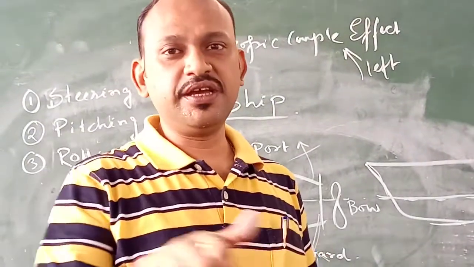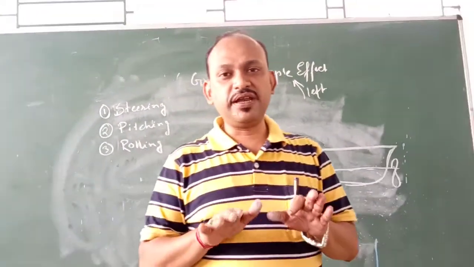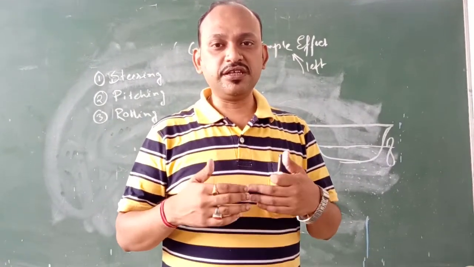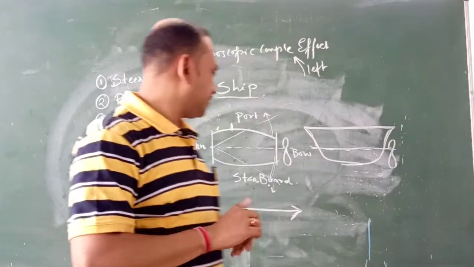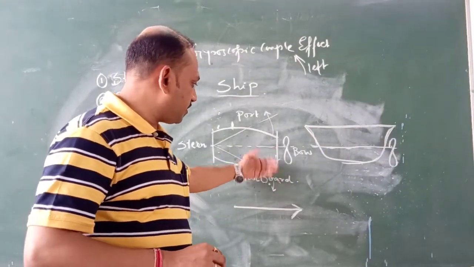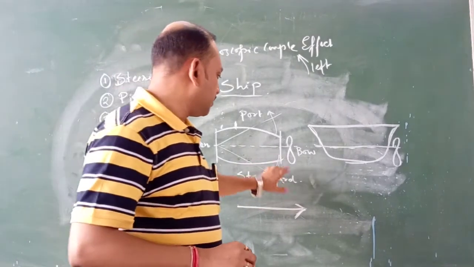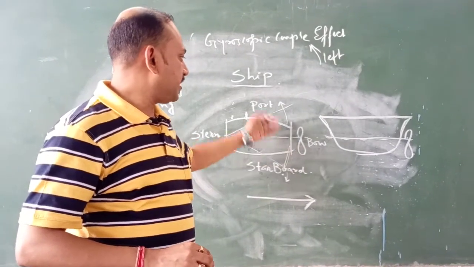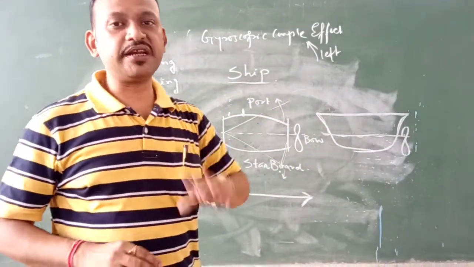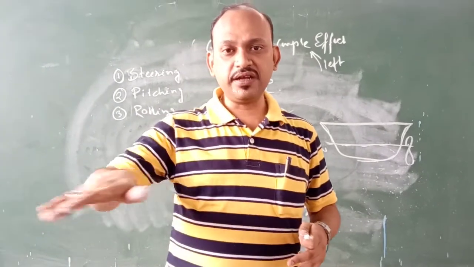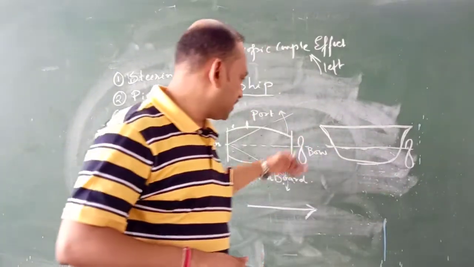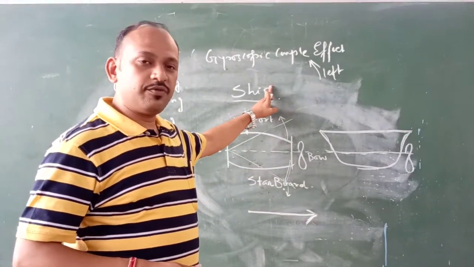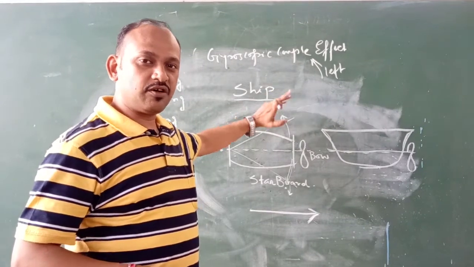Okay? In order to balance the magnitude of the active gyroscopic couple, it needs to move in such a way that the inclination will take place along the starboard side and the port portion will raise up. Then only it can take a perfect angular movement in the right direction. Similarly, when it is taking a turn in the left direction, the opposite thing will happen.